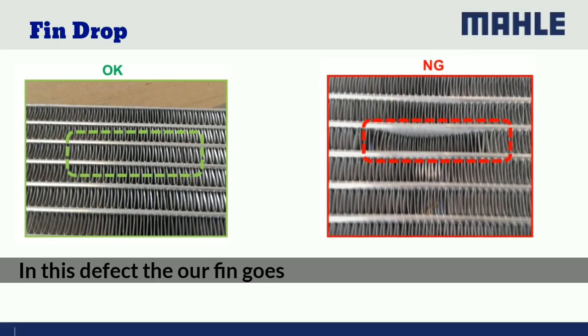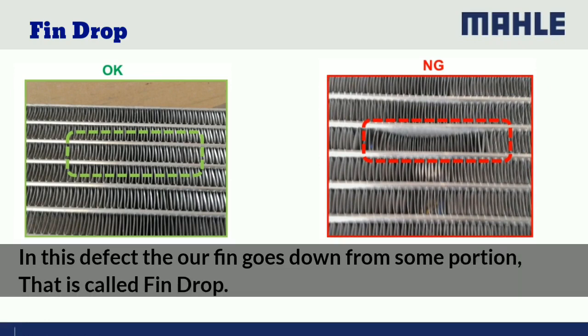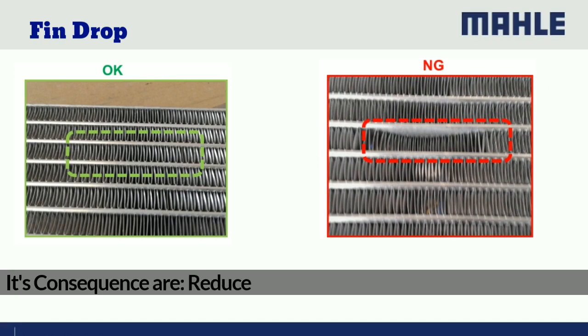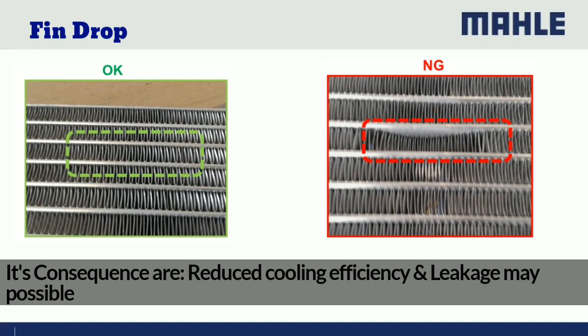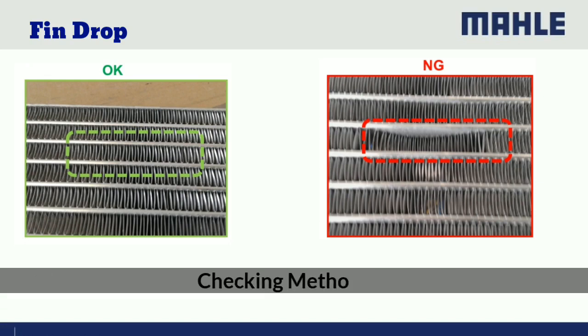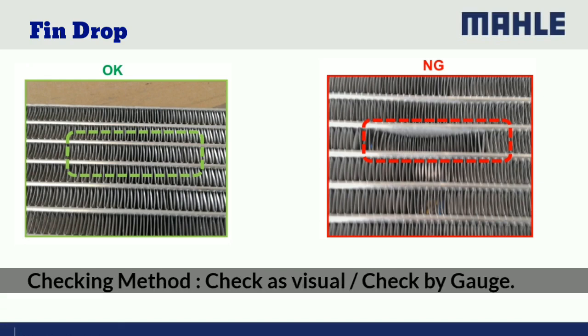Next is fin drop. In this defect, our fin drops down from some portion, that is called fin drop. Consequences are reduced cooling efficiency, and leakage may be possible from the tube in the field. Its checking method is visual or check by gauge.